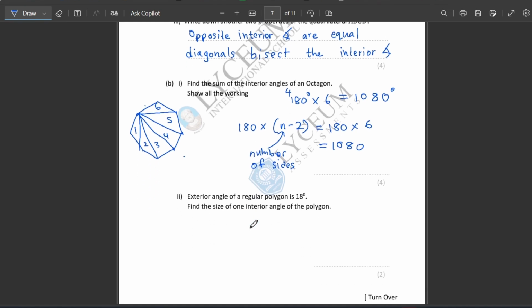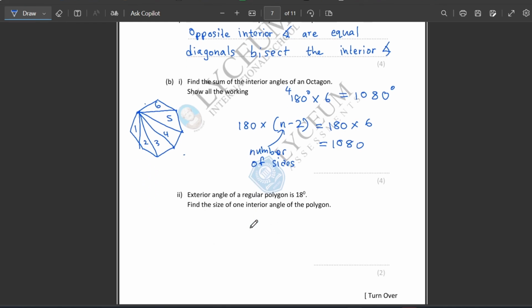And in the second part, the exterior angle of a regular polygon is 18. Find the size of one interior angle of the polygon. If I take this example, you can see exterior angle and interior angle lie on a straight line. If I take another one, this is a quadrilateral. This one also you can see interior angle and exterior angle lie on a straight line.